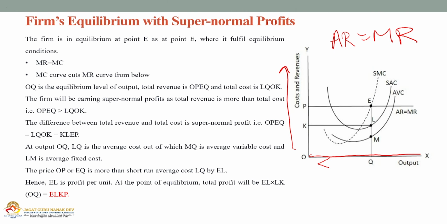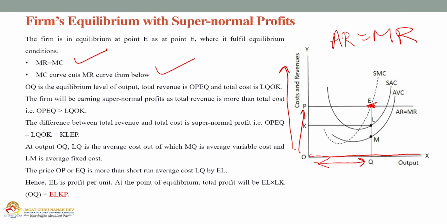So coming back, at this point, point E, both conditions of equilibrium, marginal revenue equal to marginal cost and the marginal cost curve cutting marginal revenue from below, are fulfilled. So this is a point of equilibrium. At this point, marginal cost is equal to marginal revenue and the marginal cost curve is cutting marginal revenue from below. So this is the equilibrium point. At this point, the quantity required is OQ and the price is OP.